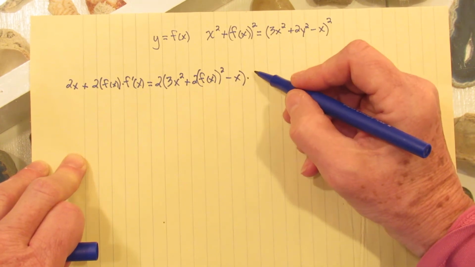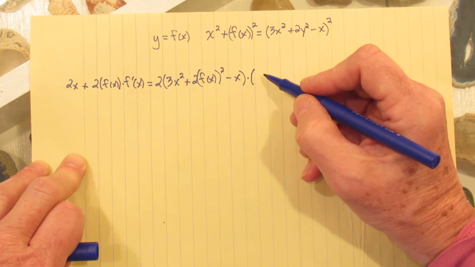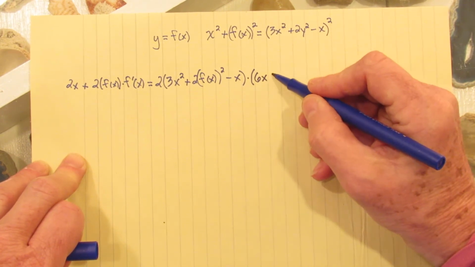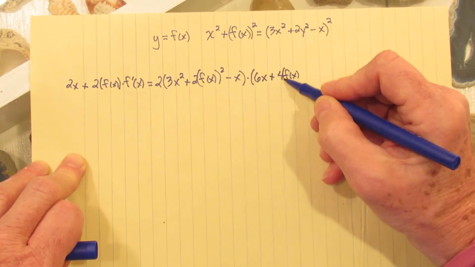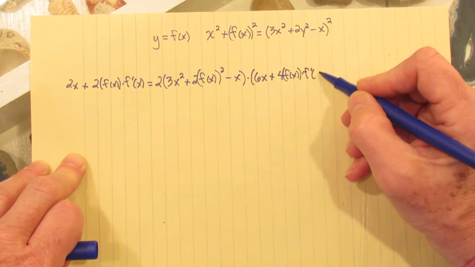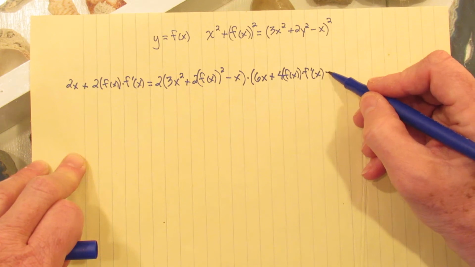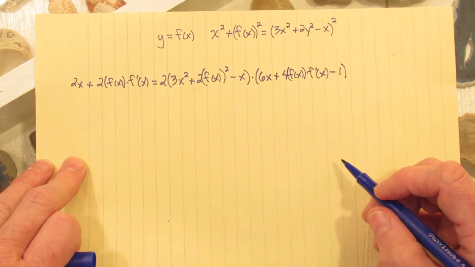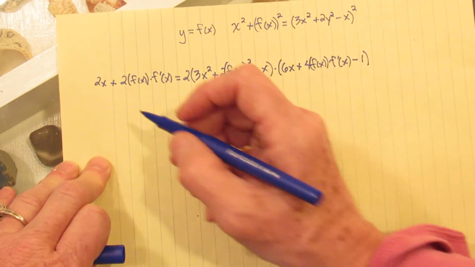Now the chain rule says we need to multiply by the derivative of the inside. So the derivative of 3x squared is 6x, and then we're going to get 4 times f of x to the first power, but then the chain rule says multiply by the derivative of that inside function. And then the derivative of x is 1. Okay, so we're done applying the rules of derivatives. Now we need to clean it up and solve for f prime.